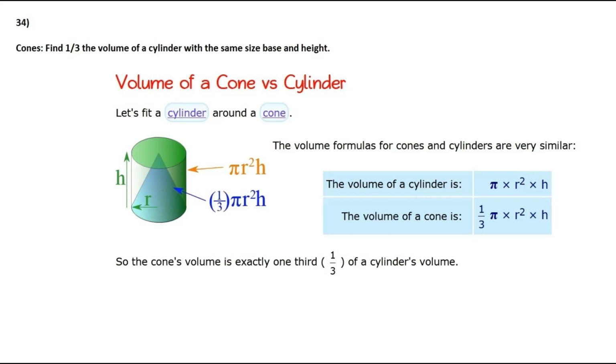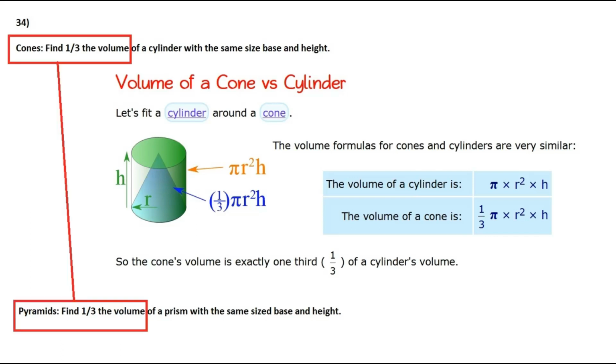Now, in a similar respect, the volume of a pyramid is 1/3 the volume of a prism with the same size base and height. So, how does that look? Well, you see that we have these things in common. 1/3 of what? 1/3 of the geometric solid that takes up the entire space. So in the case of a cone, we have 1/3 the volume of a cylinder. In the case of a pyramid, we have 1/3 the volume of an equivalent prism.